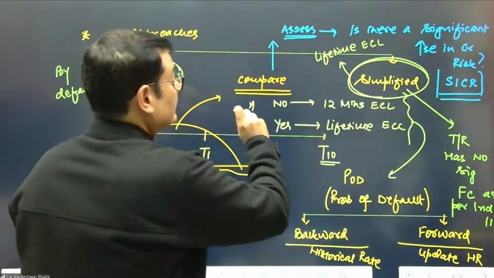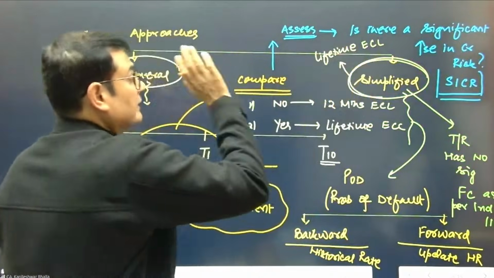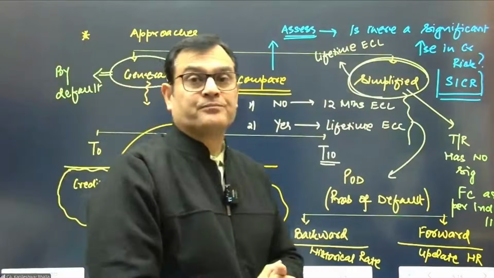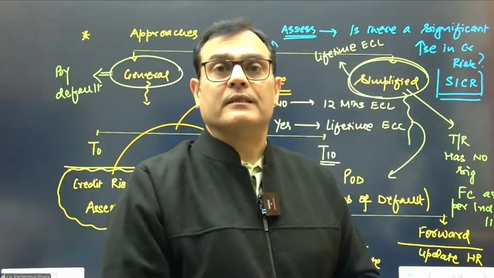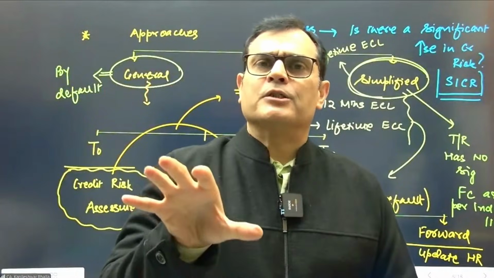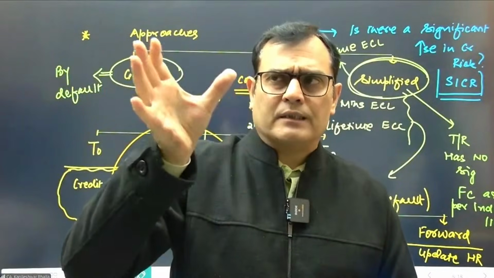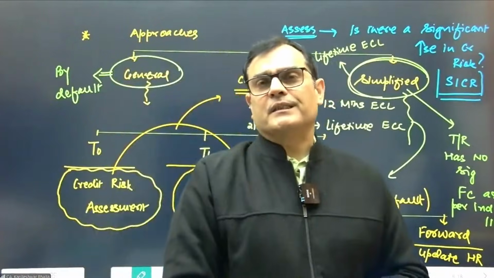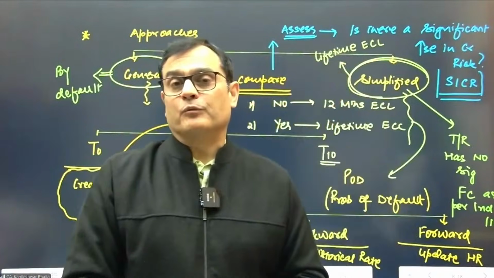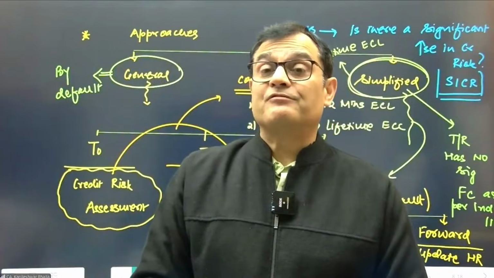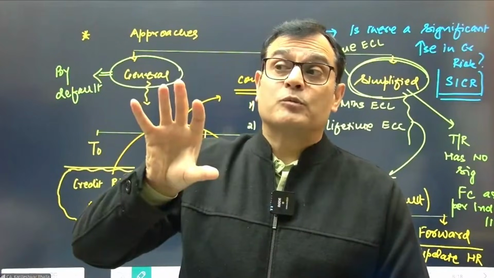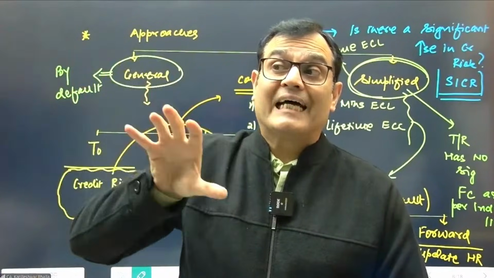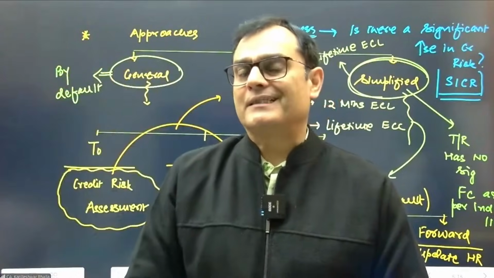And you need to see if there is any significant increase in the credit risk. If there is no significant increase, then you can apply a 12 months ECL, forecasting the conditions over the next 1 year only. But if there is a significant increase in credit risk, then you need to apply a lifetime ECL, considering the risk which will prevail over the entire tenure of the financial asset.